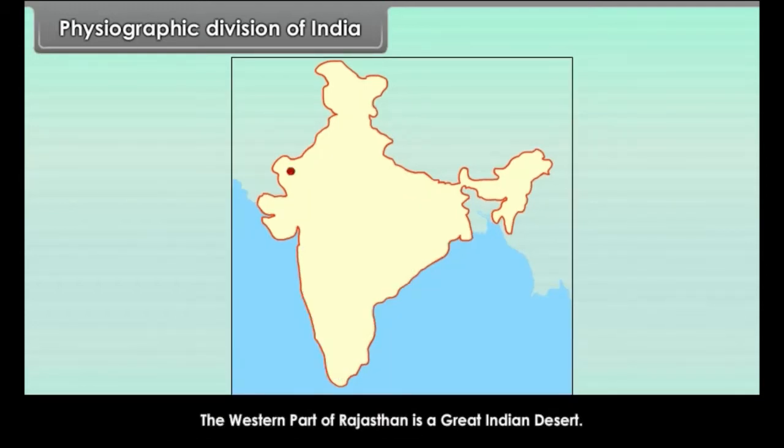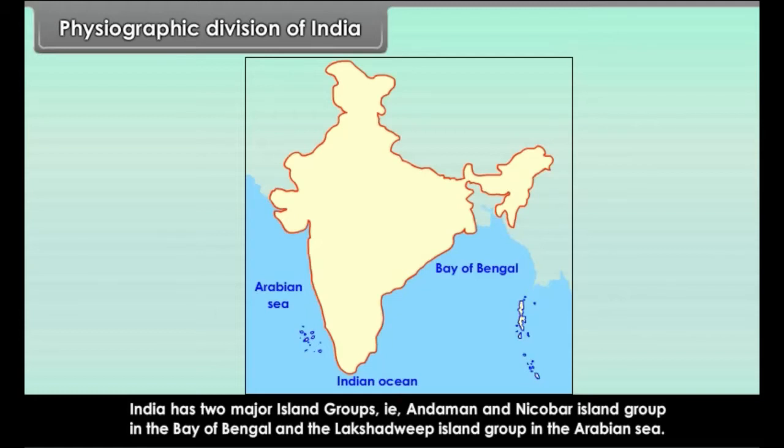The western part of Rajasthan is a great Indian desert. India has two major island groups, that is, Andaman and Nicobar Island Group in the Bay of Bengal and the Lakshadweep Island Group in the Arabian Sea.